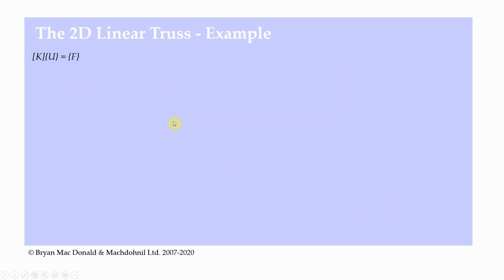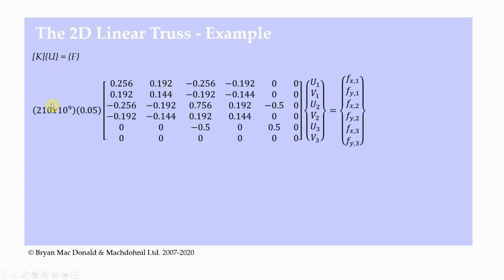And now what I can do is assemble my global problem. Remember, my global problem is K times U is equal to F. So in this case, there's my K that I just worked out. Here's my U, which is U1, V1, U2, V2, U3, V3. And my F is going to be the X direction force on node 1, the Y direction force on node 1, X on node 2, Y on node 2, and so on. So for each node, I have a U and a V and an X force and a Y force.